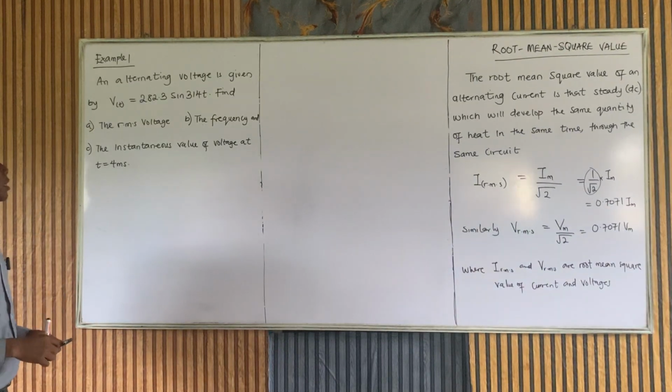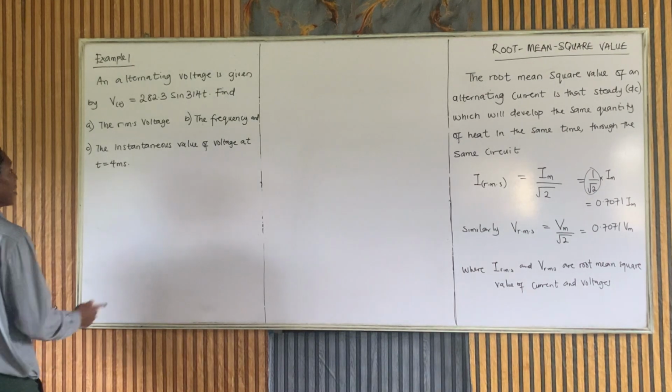Example 1. An alternating voltage is given by the equation V subscript T is equal to 282.3 sine 314 T. Find A, the root mean square voltage, B, the frequency, and C, the instantaneous value of voltage at T equal to 4 milliseconds. Let's solve this question now.